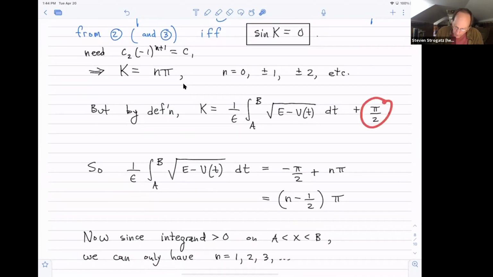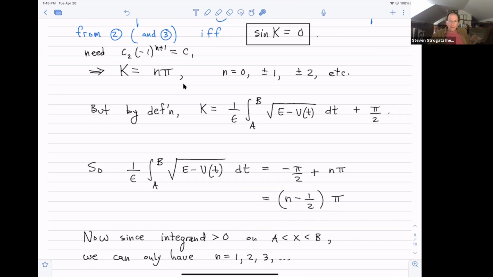So taking the pi over 2 to the other side of the equation, I get this, which is a kind of a nice result. That's telling me implicitly some condition on E. Given a potential V, I can read off the E's that will satisfy this for a given integer n. It's implicit, but still it's there. And now, of course, this side is positive. So the only allowed n's for this condition are n equals 1, 2, 3, and so on.